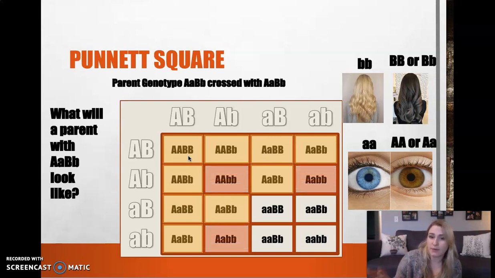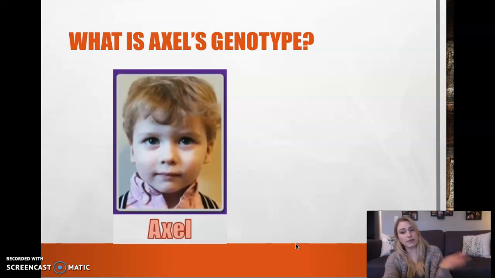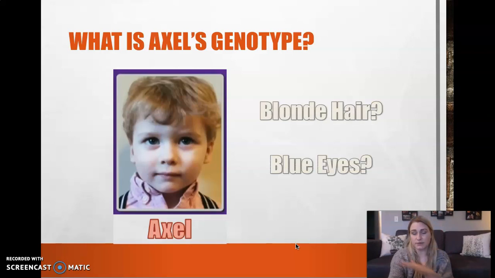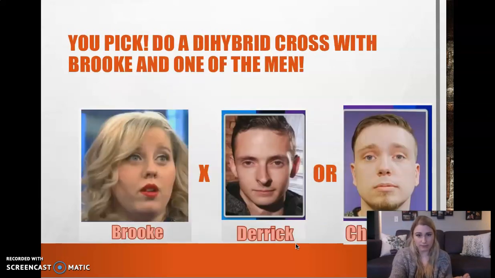In the dominant A with the lowercase b, that is going to be brown eyes with blonde hair. In the homozygous recessive A's with the heterozygous or homozygous dominant B's, that person's going to have blue eyes with brown hair. And finally, there's a 1/16th chance that a person is going to have blonde hair and blue eyes. So, based off of this, we're going to say that Axel is homozygous recessive across the board. He has blonde hair, which means lowercase b, and blue eyes, lowercase a, lowercase a.